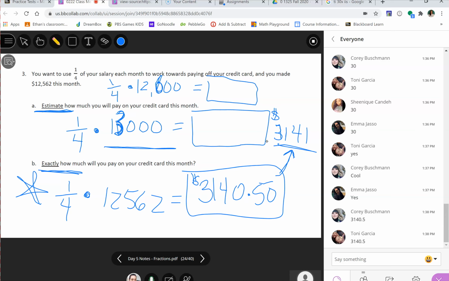So for example, if I did 1/4 of 12,600, I would enter 3150 into MyMathLab. Or if I did 1/4 of 13,000, I would enter 3250. And it should count both of those right. But if I round the exact answer, it'll count it wrong. So I just wanted to give you all that word of warning there.